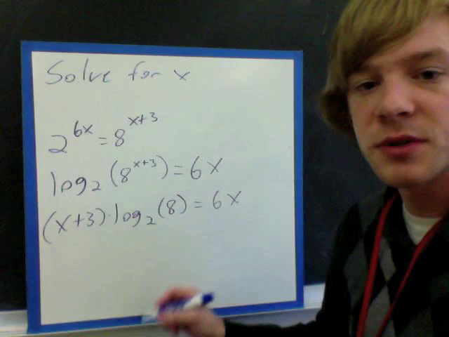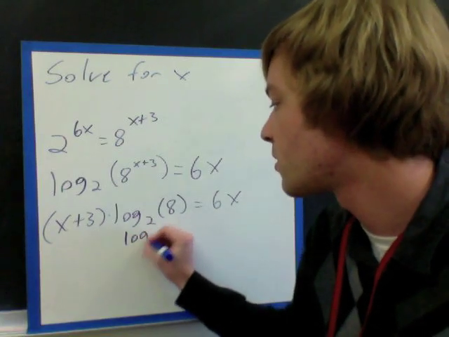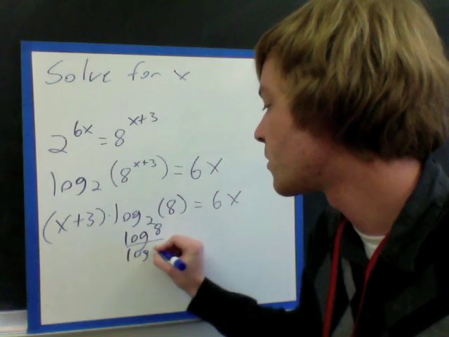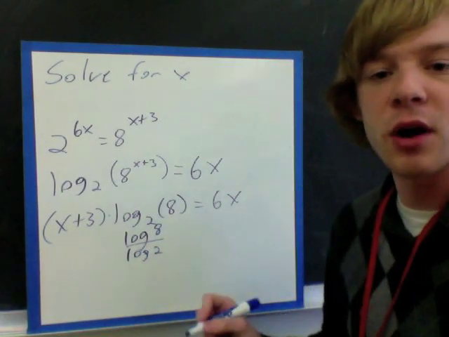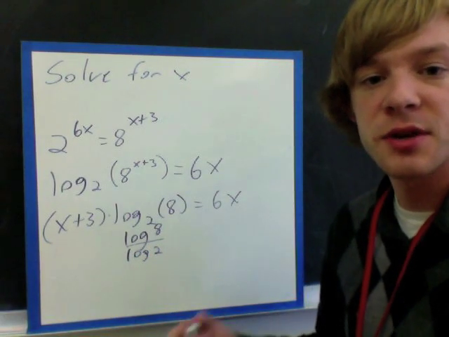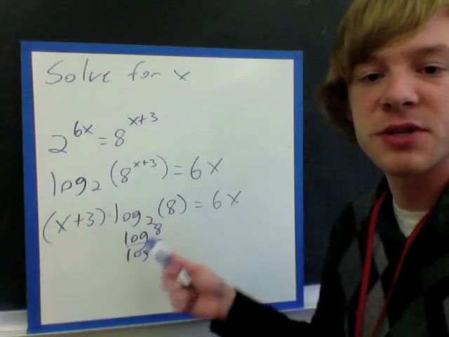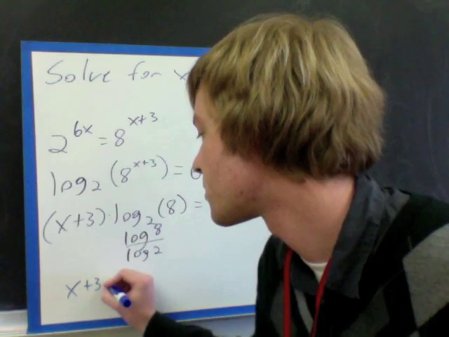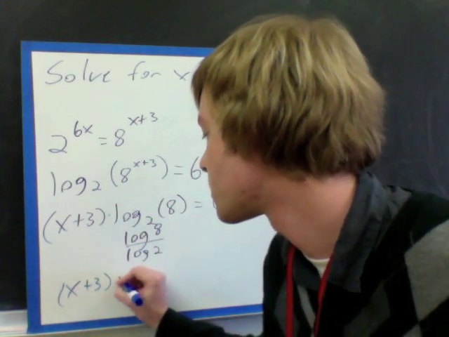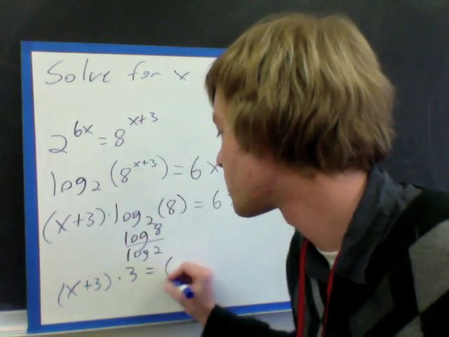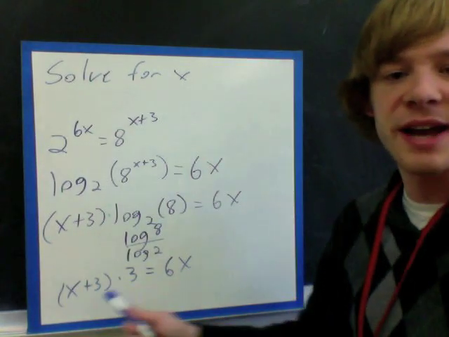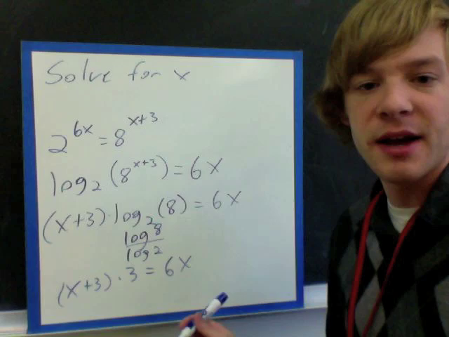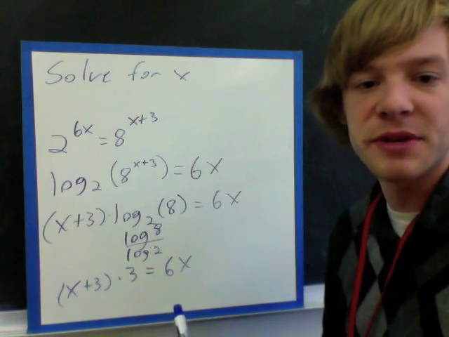So if we do log 8 over log of 2, this will give us 3. So now I'm going to have x plus 3 times 3. So I've got x plus 3 times 3 equals 6x. And if I multiply this out, this will be 3x plus 9.